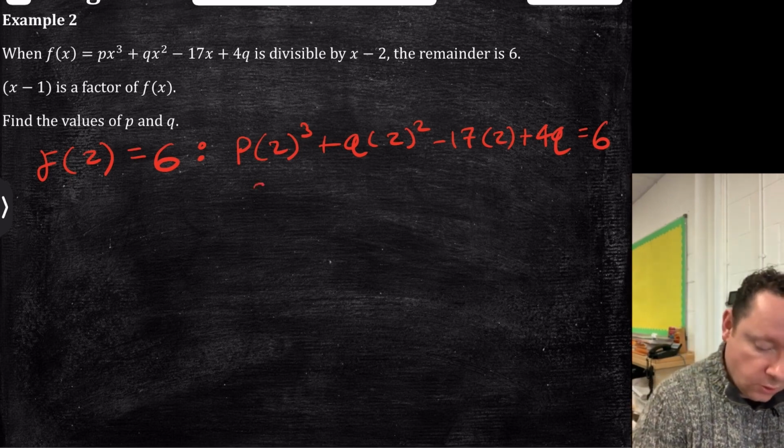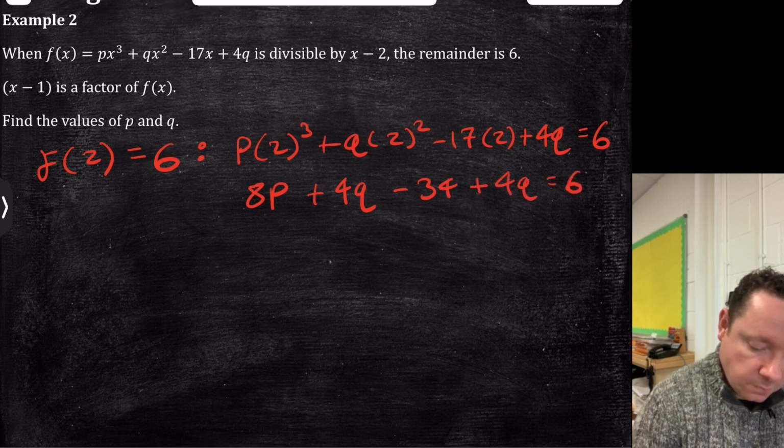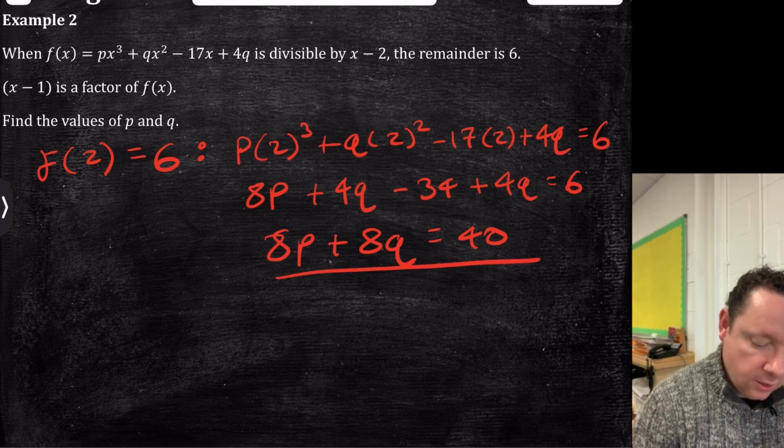2 2s are 4 times 2 is 8p. 2 2s are 4, 4q. 2 17s is 34 plus 4q equals 6. That's 8p plus 8q. I'll just take a 34 over to make 40. So there's one of our equations. Let's get our second one.